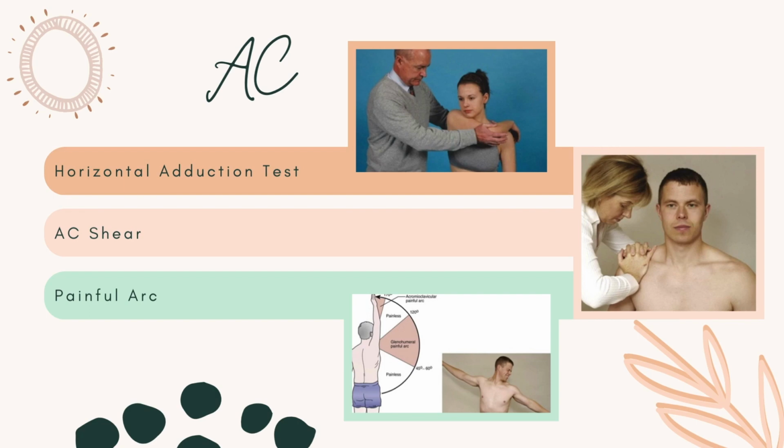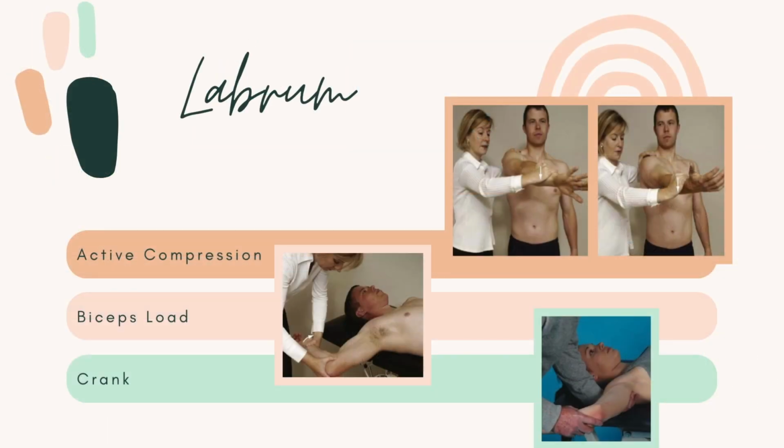Again, painful arc, so we saw that with impingement. So again, at the top of the arc would be painful. 160 to 180 would also indicate AC, so you would cluster either AC test or impingement test to decide what pathology you have there. Next is labrum.